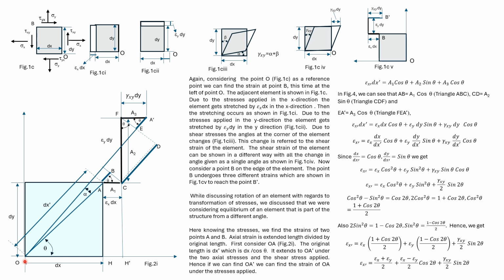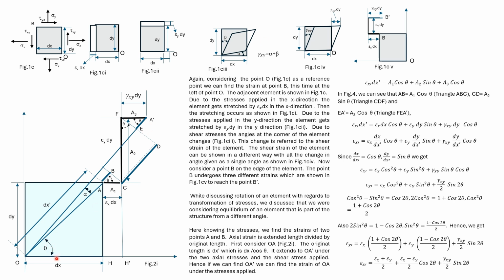We consider the length of OA to be dx dash. The direction of OA is considered the x dash direction. We'll find out the normal strain of point A. Our normal strain is increase in length over original length. Now OA is the original length and the increase in length is given by these three blue lines. So the increase in length is AB plus CD plus EA dash.